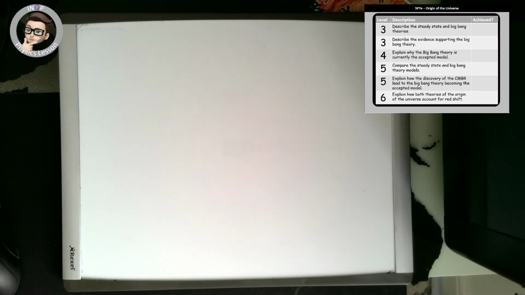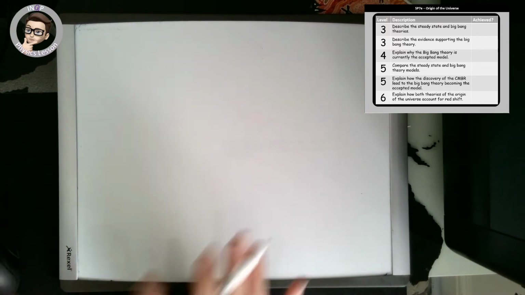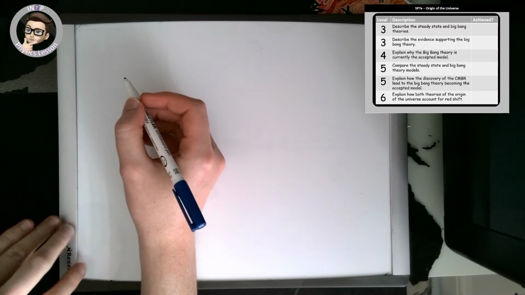So by the end of this lesson, we're going to have been able to describe the differences between the steady state and Big Bang theories, describe the evidence supporting the Big Bang theory, and explain why the Big Bang theory is the currently accepted model. We're going to be able to compare those two models and explain about CMBR and how they account for redshift in the universe. So first of all, let's talk about the Big Bang theory and steady state theories.